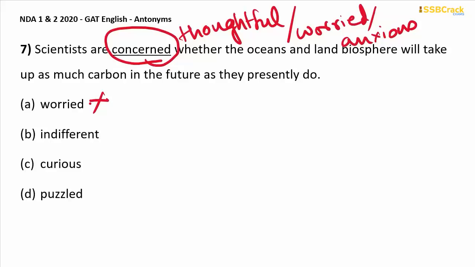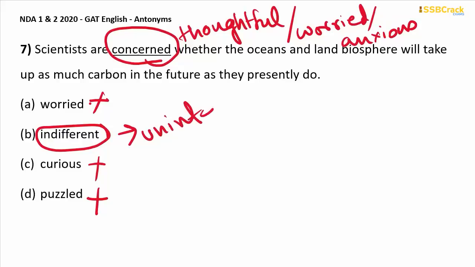Curious: when someone is curious, that means that person wants to know more about a particular thing. Nothing to do with concern. When someone is puzzled, then someone doesn't know what to do. Again, nothing to do with concerned. We have this word indifferent, which means that person doesn't have any kind of interest, someone who is uninterested about something.